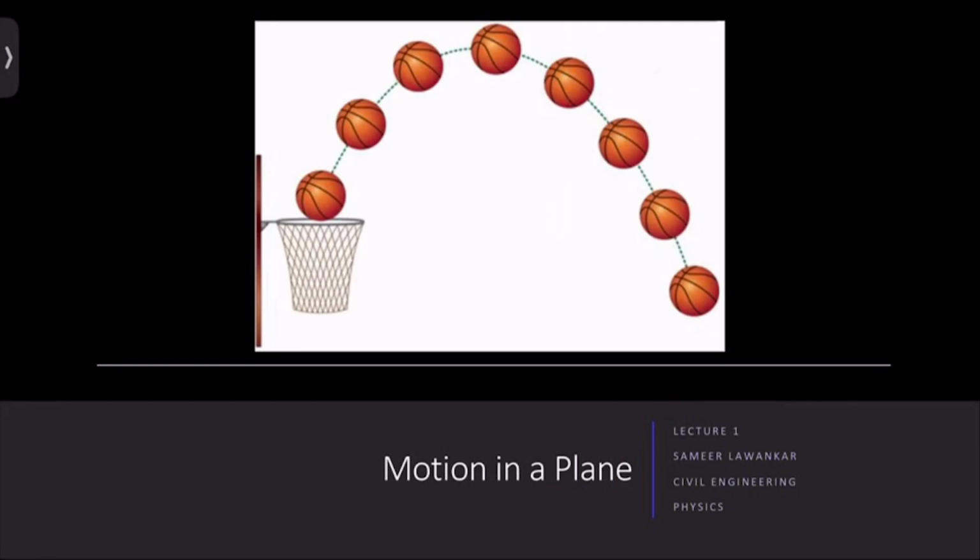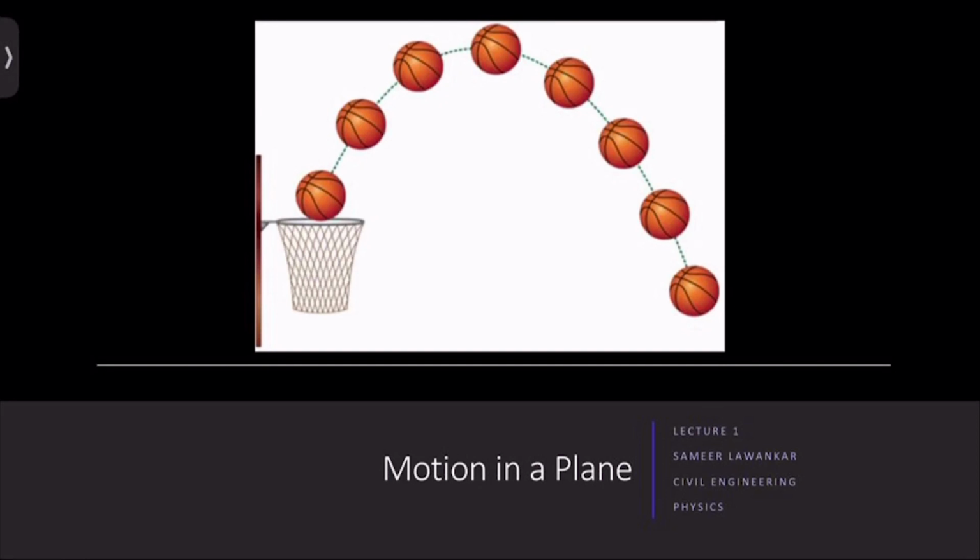Hello everyone again. Today we will be beginning with a new chapter called motion in a plane. Before that, we started with a discussion about motion in a straight line. So let's begin. In motion in a straight line, we were discussing when only one axis was involved. This time we will broaden our dimensions and go on to motion in two dimensions.